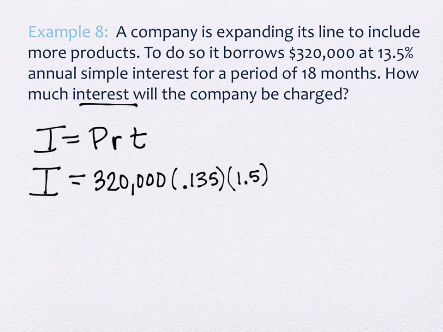So grab a calculator because you're not doing that in your head. I'm not either. 320,000 times 0.135 times 1.5. What is it? $64,800. All right, that's the finance charge, if you will.